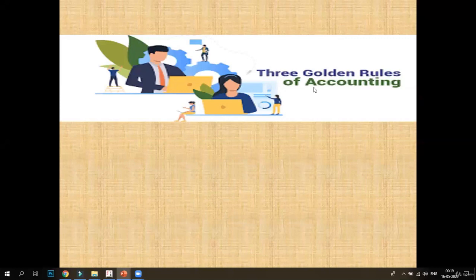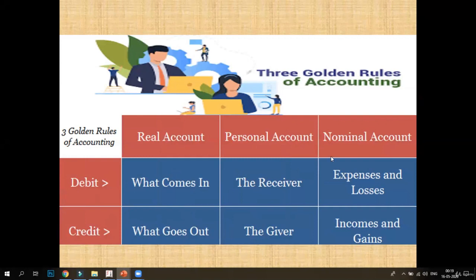Hello friends, welcome back. In this lecture, we'll be discussing the three golden rules of accounting based on our real account, personal account and nominal account that we had discussed in the previous lecture. As per our golden rules, for the real account, the rule is debit what comes in and credit what goes out. So whenever any asset or property comes in, adds on, then you will debit the account, and whenever the asset or property will move out or will reduce, you will credit the account.